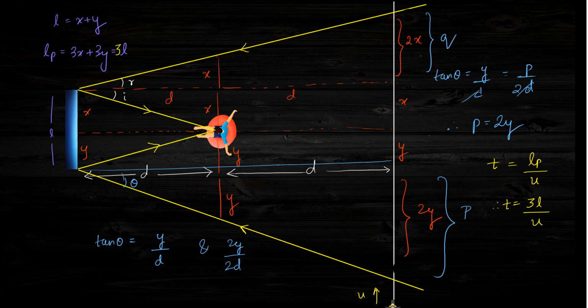And the biker will start over here, enter the field of view, stay in the field of view for a time equal to 3L upon u, and then exit the field of view. So for this particular length of time, when the biker is present in this particular region, our observer is going to be able to see the biker.